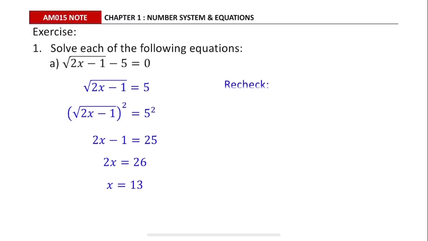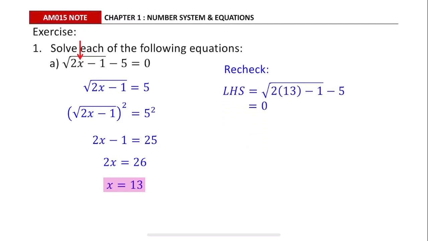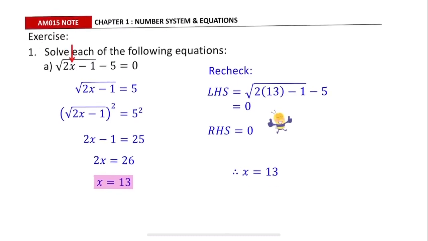However, we must check whether x equals 13 is a correct answer by substituting x equals 13 into the left hand side. After substituting, we find that the value of the left hand side is equal to 0, which also equals the value on the right hand side. So this answer is true for this equation. Therefore, the answer is x equals 13.